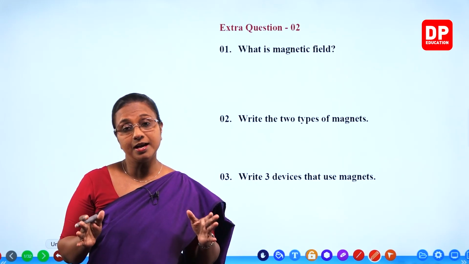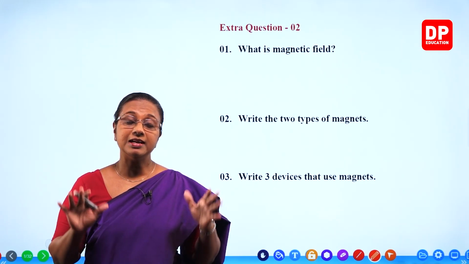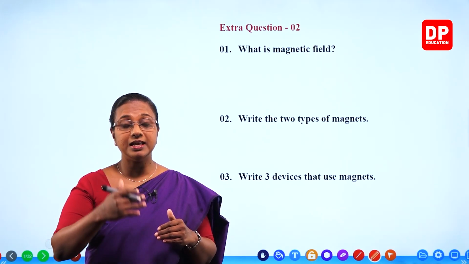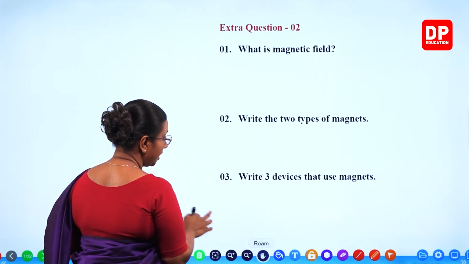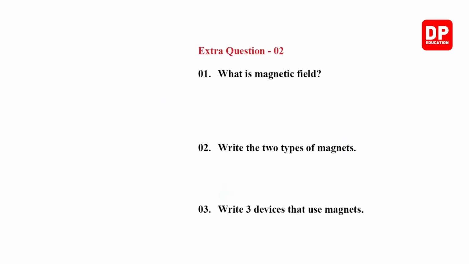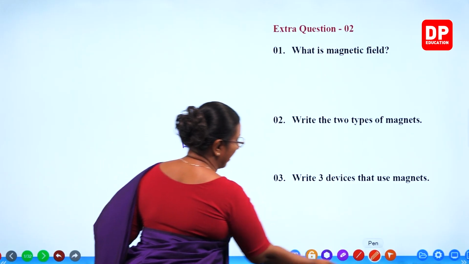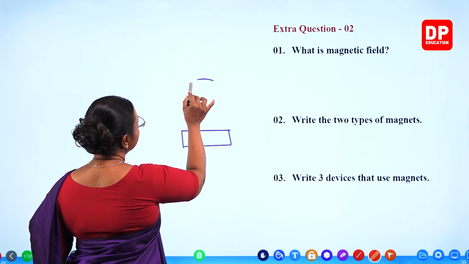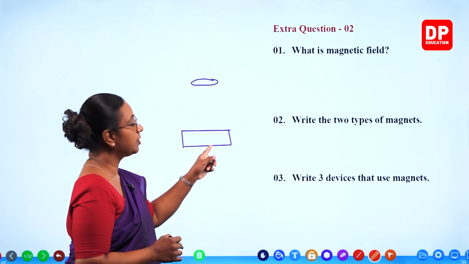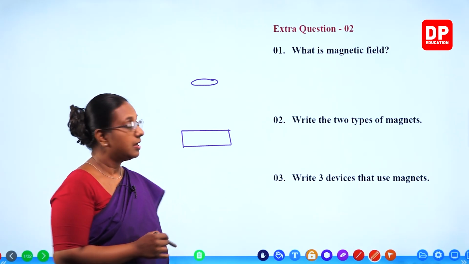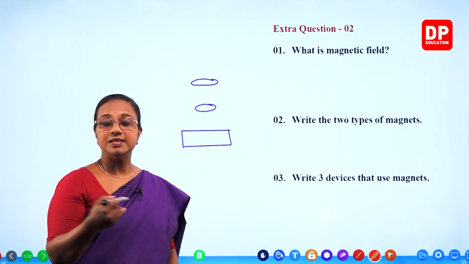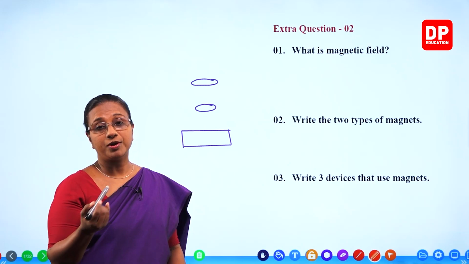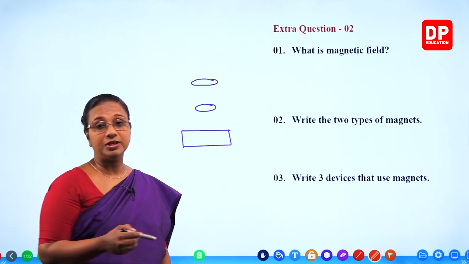When there is any type of magnet, around the magnet there is a region where it has an effect. Let's say you have a bar magnet like that. Around this magnet, if you have a pin here, that pin will not get attracted to the magnet. But when you bring the pin a little bit closer, then you will see that the pin, a paper clip or a safety pin, gets attracted to the magnet.